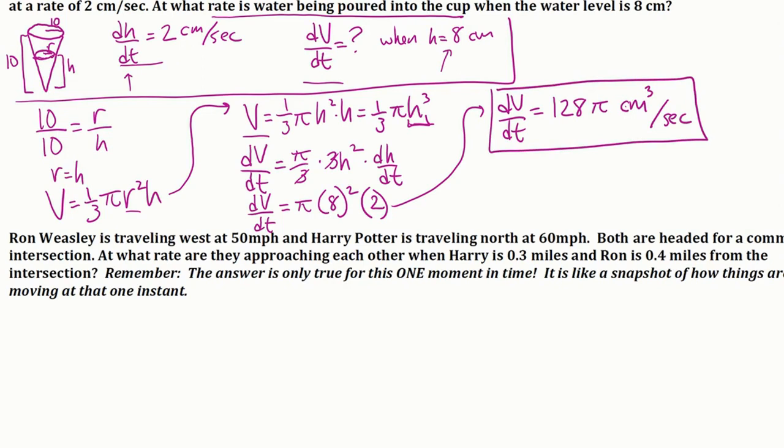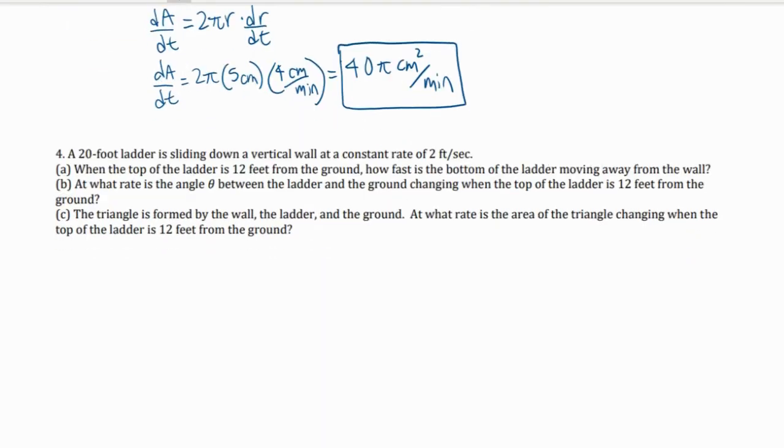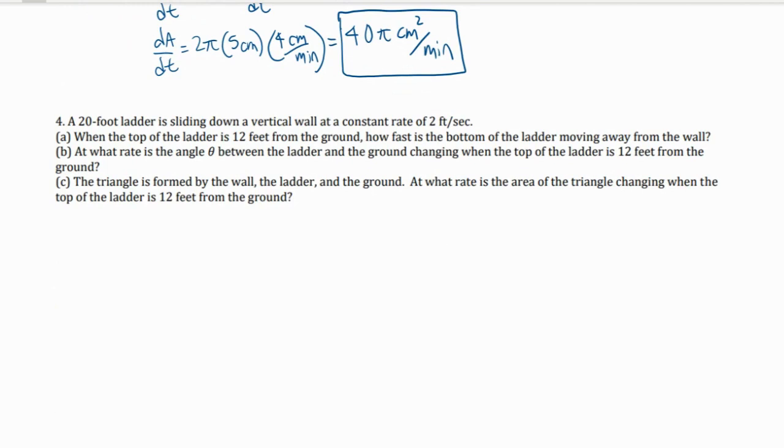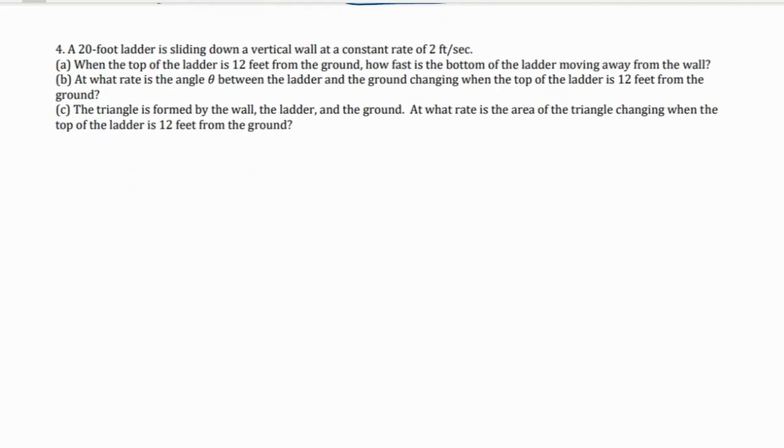That's how quickly the rate of change of volume is changing. For this next problem, we have a 20-foot ladder. It's sliding down a vertical wall. So we have a wall, we have a ladder, and it's sliding down at a constant rate of 2 feet per second. So I'll call this Y, that's the height of the ladder.